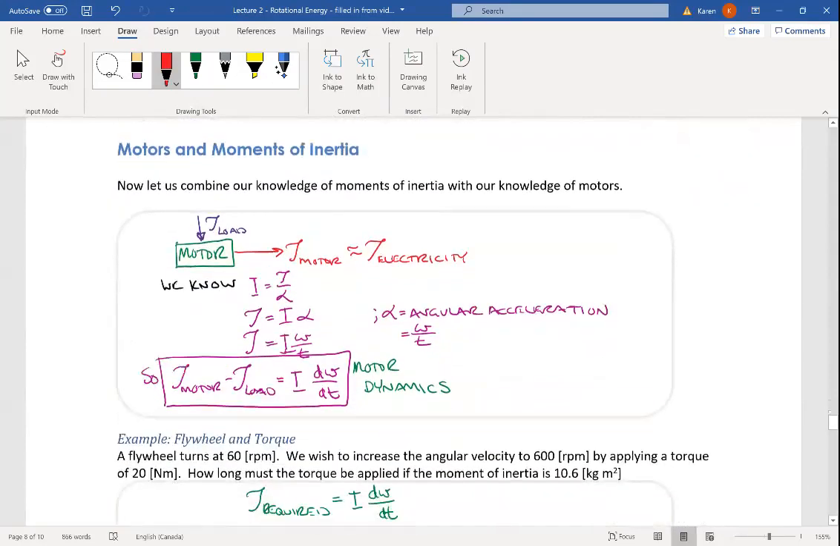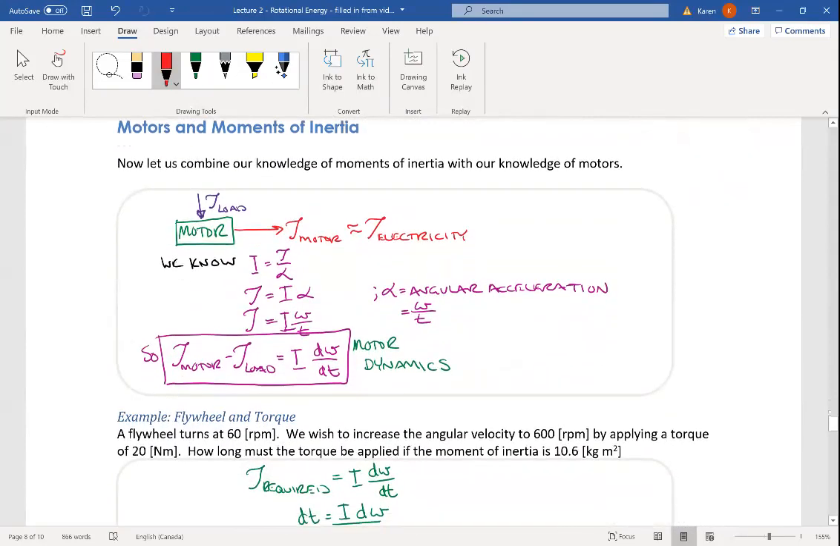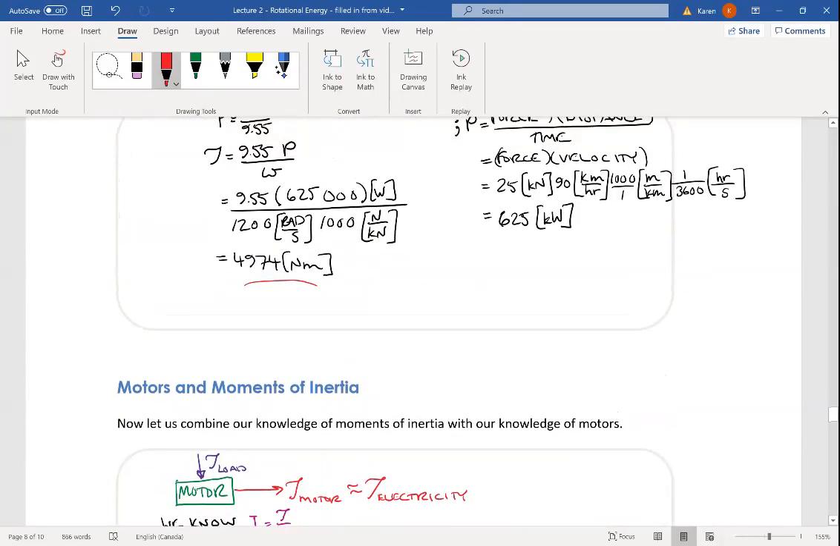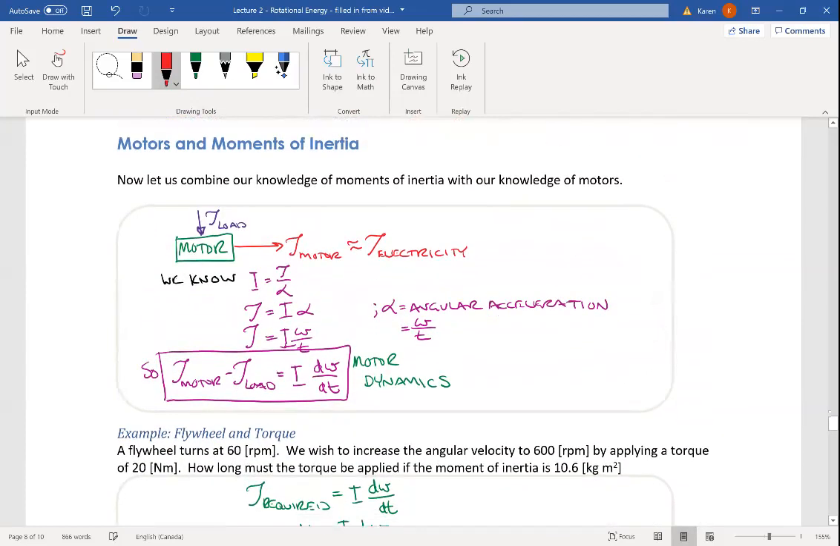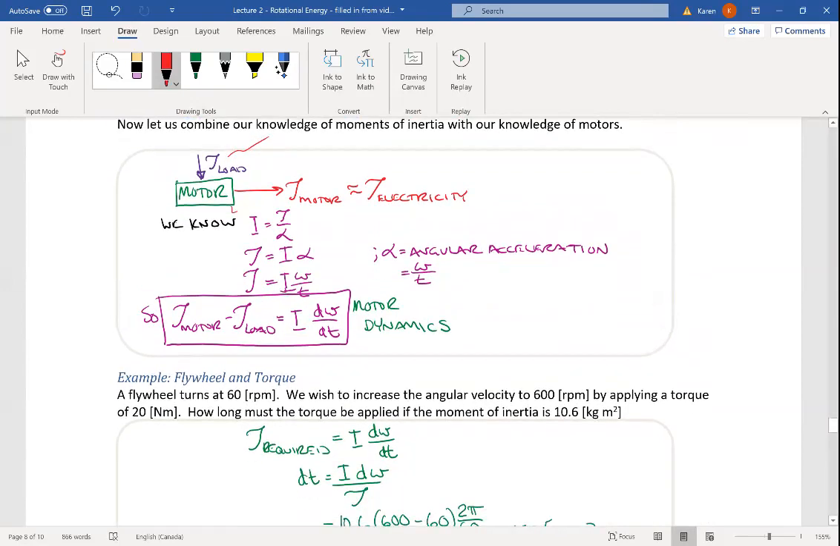And then I want to combine our knowledge of moment of inertia with our knowledge of motors, this type of question where we can get torque. So a motor, basically, you have to put electricity in in order to move a torque that is called the load. And we know that the relationship between the moment of inertia and the torque is related to the angular acceleration, but angular acceleration is the angular velocity over time.